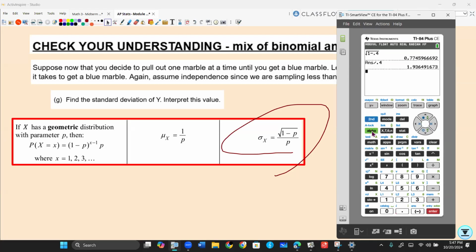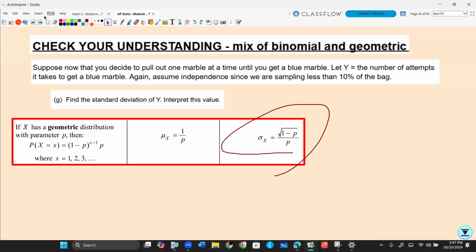You can use your fraction menu too if you want. You just do like alpha y equals n over d. And you can do the square root on top, 1 minus 0.4. And then you can go down to the bottom and do 0.4. Whatever works for you guys. So 1.936 would be your standard deviation.